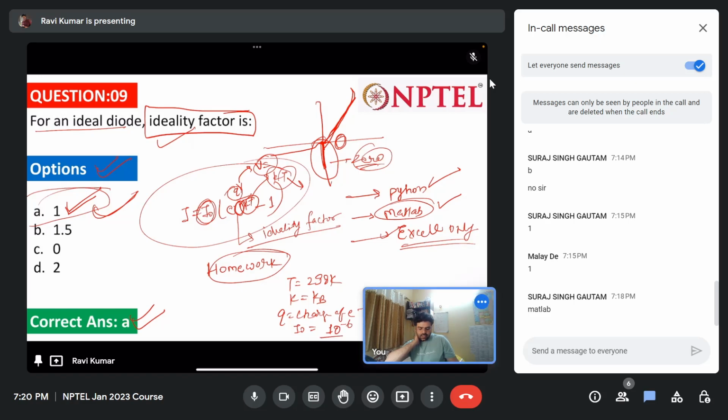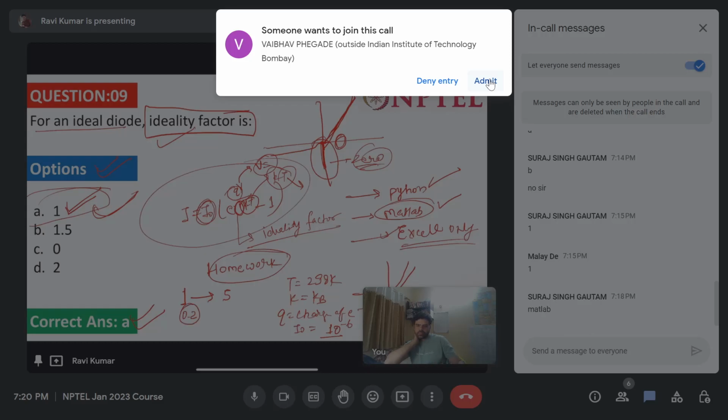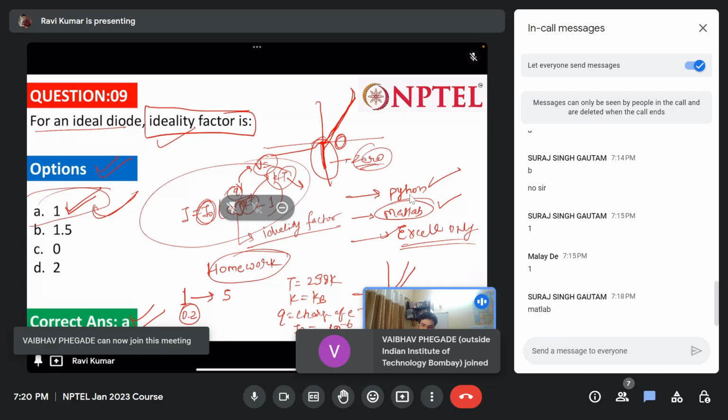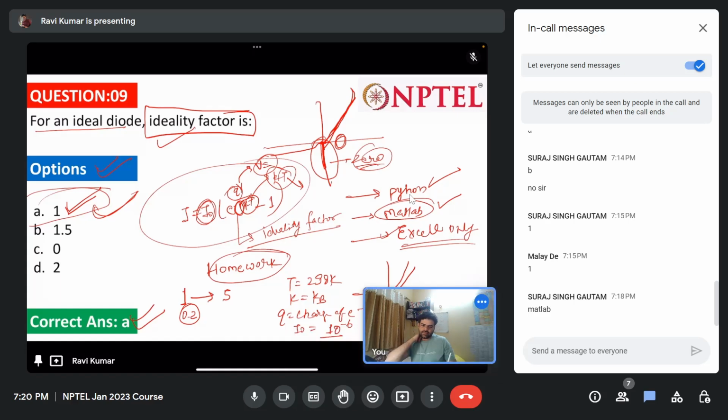And do one thing, plot curves with different values of n. Just change the value of n from 1 to 5 with a difference of 0.2. So with a difference of 0.2, just change the value of this n, and then you will see the impact of this ideality factor clearly.